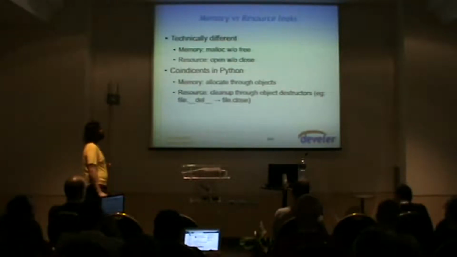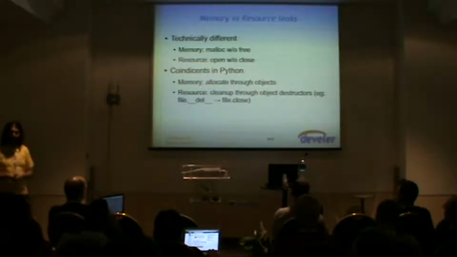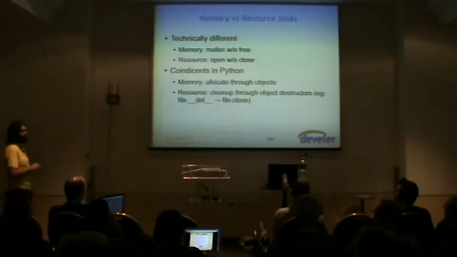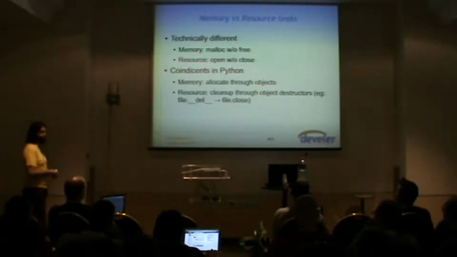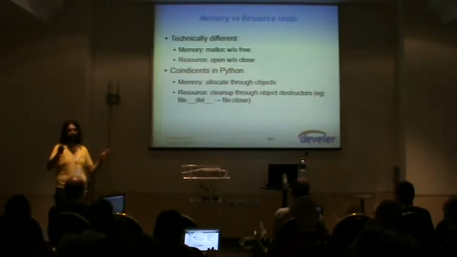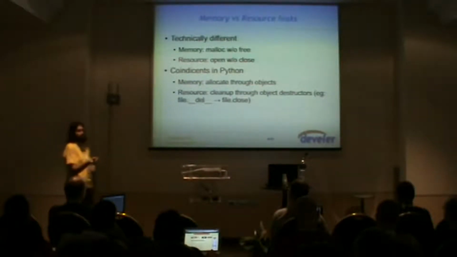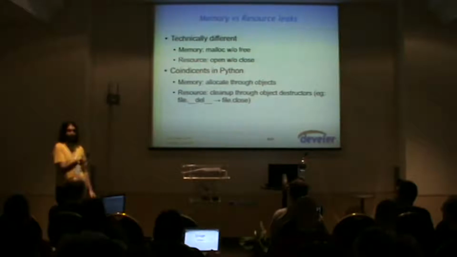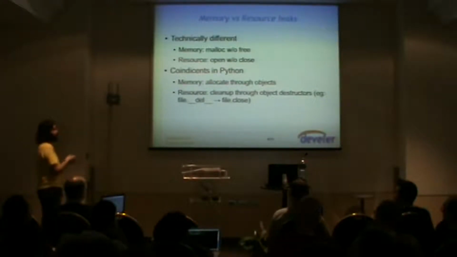Okay, let's start. What's the difference between a memory leak and a resource leak? Technically, they are different, because a memory leak basically means, in C terms, a malloc without a free. You allocate a piece of memory and you don't release it. That is a memory leak. A resource leak is when you lose a resource that you get. For instance, you open a file and you don't close it. That's a resource leak. Or you open a socket and you don't close it.